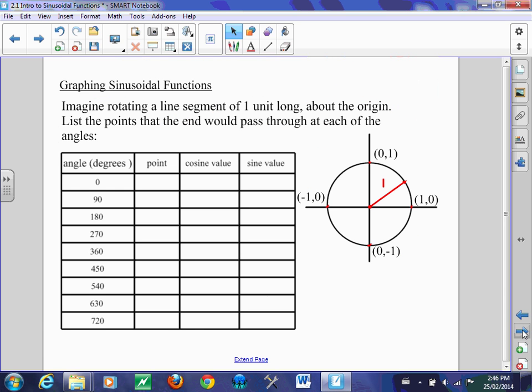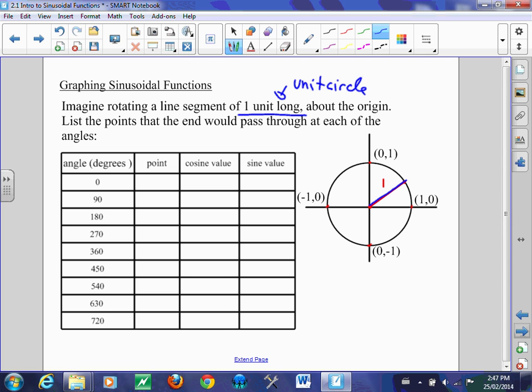So taking a look, ladies and gentlemen, to graph these, we want to take a look at what's called a unit circle. Notice this line segment here in red, I'll just highlight it in blue so you see what it is. It's got a unit of 1, so 1 unit long, and it rotates about the origin. This is called a unit circle, which is down below here. So the radius is 1. List the points that the end would pass through at each of these angles.